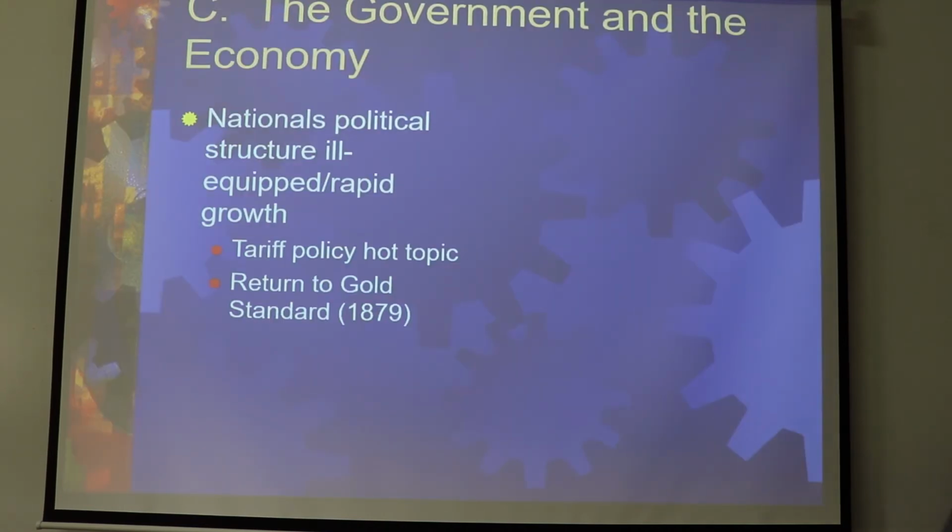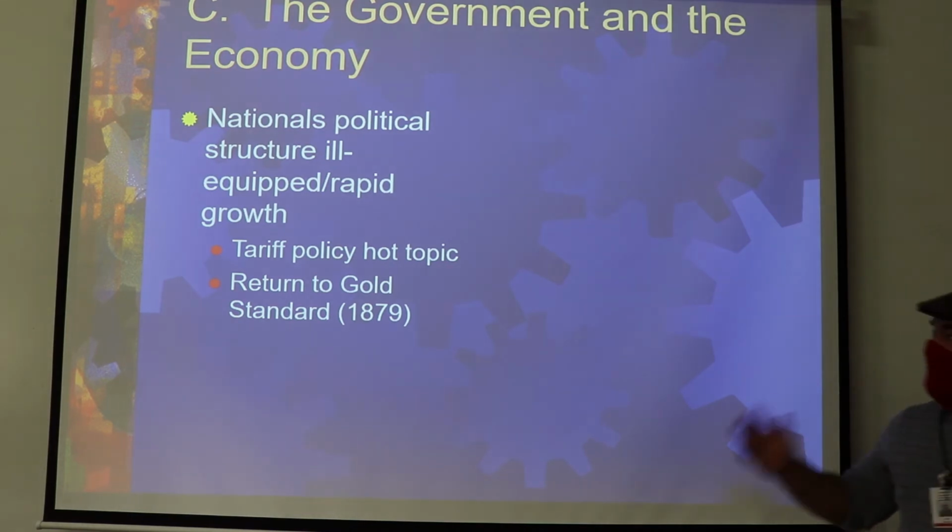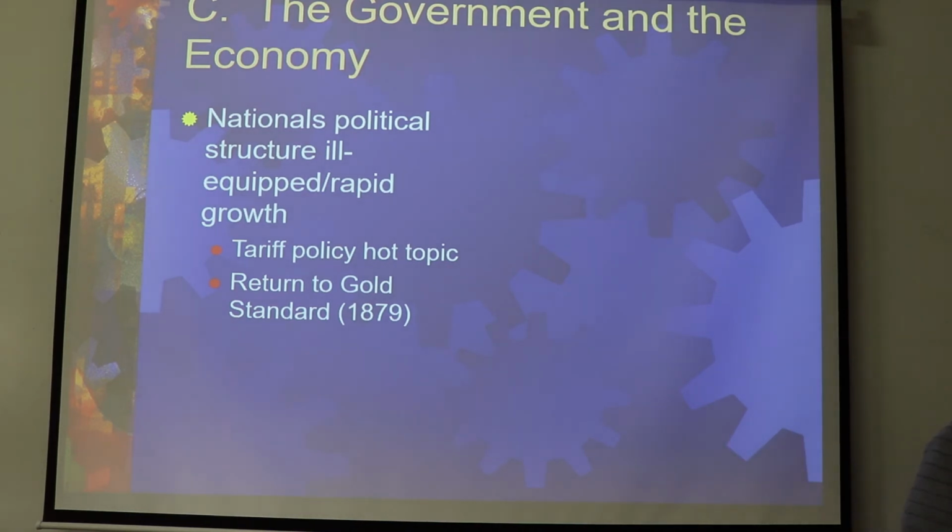The national politics, its structure is ill-equipped to deal with the rapid growth. I mean, it just can't do it. A really hot topic for both parties was tariffs. Now, what is a tariff? A tax on what kind of goods? Imported. Yeah, tax on foreign goods.